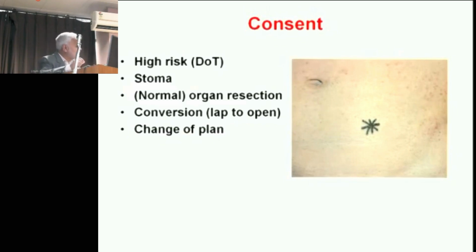You have an anticipation that a normal organ, especially in malignancy, may be removed. For example, if you are planning to do a colonic resection, you may have to do a multiple resection, a change in plan. Special mention has to be made of this. And these days we do a lot of procedures laparoscopically.